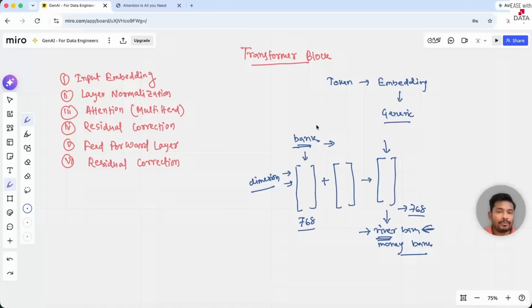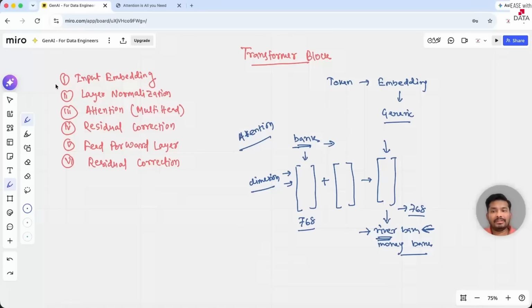Now, how do we move from bank to river bank? The only way we do this is using attention, where all of the embeddings within the statement or the context are allowed to look at different embeddings or context in order to enrich themselves with the meaning that is required. So that is how this whole thing works. And we are going to cover all this step by step, showing how the transformer does it.